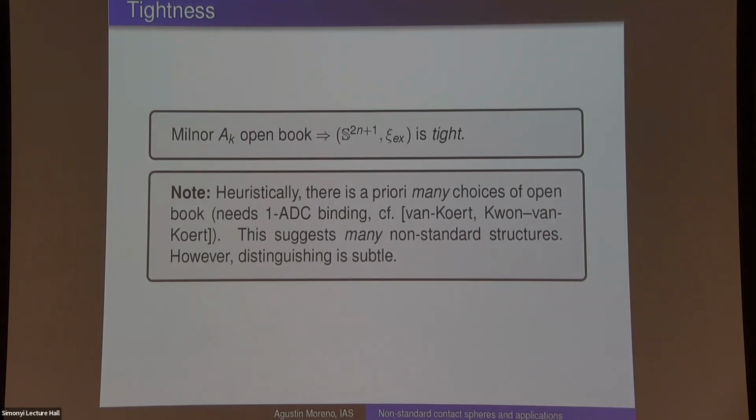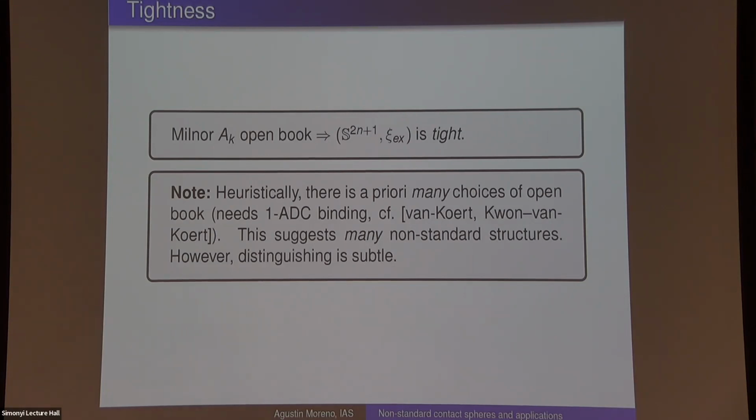One note that I want to make: heuristically, there are probably many choices of open books to start with. There are many examples of open books with binding, which follows, for example, from work of Kauffman or Durfee, the study of Brieskorn spheres. So you can study many of those. This suggests already by construction that there should be many non-standard structures on the sphere. But it turns out that distinguishing them is rather subtle.